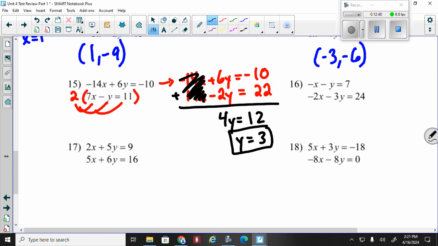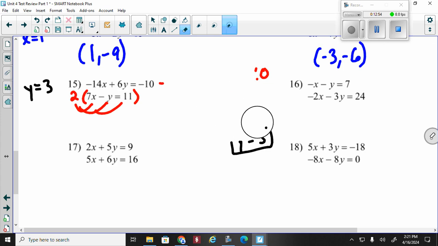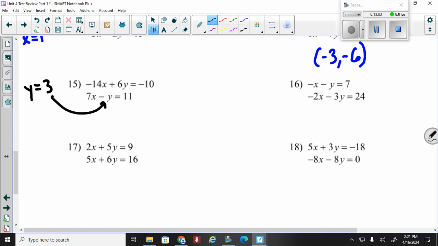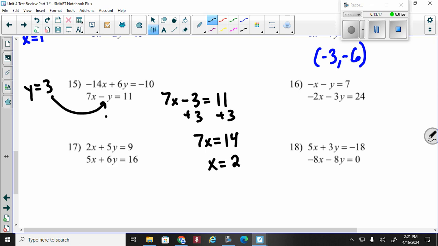Okay? Now that y is equal to 3, I'm just going to write it over here just for saving space. All right, let me clean everything up. What formula looks the easiest? I think the bottom one looks the easiest. So I'm going to take 3 and plug it right there. That turns into 7x minus 3 is equal to 11. Add 3, I get 7x is equal to 14, x is equal to 2. There's my answer. So my final answer is going to be (2, 3).